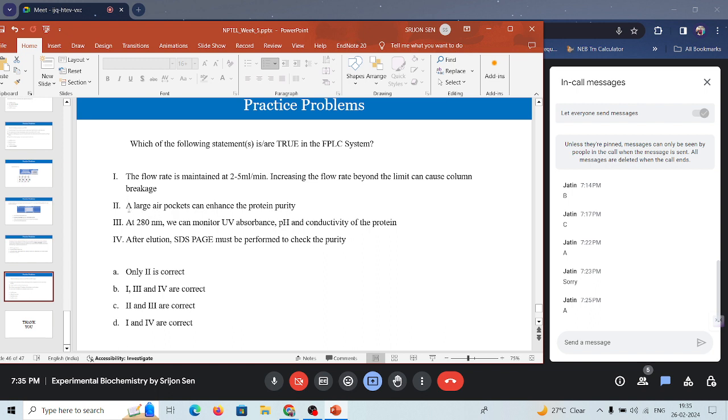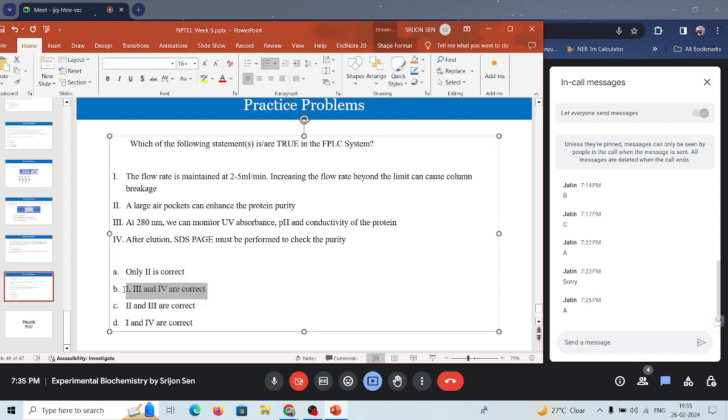What is not correct is that large air pockets can enhance the protein purity. That is wrong. Large air pockets usually damage the machine. So 1, 3 and 4 are the correct options. Okay.